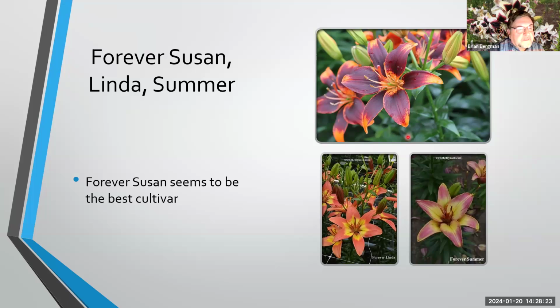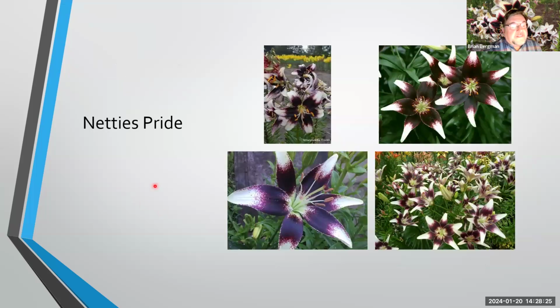Next slide. And then we have Nettie's Pride and Stracciatella Event on the side here. It's an outfacing. Look at Nettie's Pride. There is a variation in the color of Nettie's Pride. Look at the shape of the flower. Look at the shape of the pedicels. Now we get to the next one. Next slide.